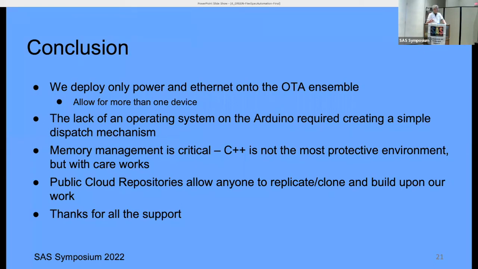We pushed the power up onto the OTA. The lack of an operating system on the Arduino meant that we built what I call a weighted round robin non-preemptive system. We have 2 calls, start something, and if you need a lot of time, you can't hog the CPU during just a simple little wait loop.